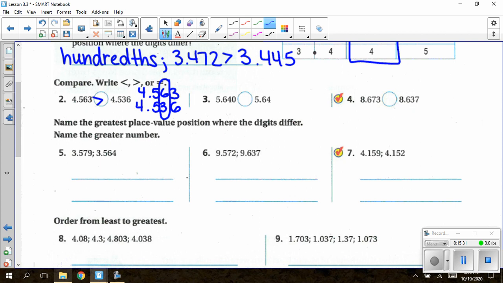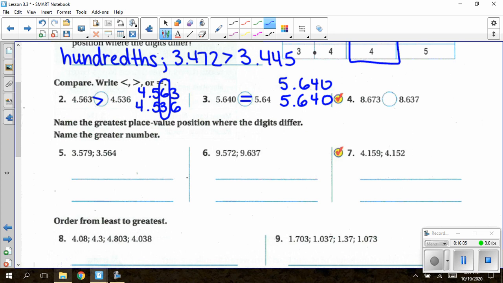Moving on to number 3, stacking both decimals. I see that the second decimal only goes out to the hundredths, where the first one goes out to the thousandths. If you recall, we do add a 0 to the thousandths position, so that way we have them both going out to the same place. And after doing that, we can then compare and see that all digits are the same, so those two numbers would be equal to each other.